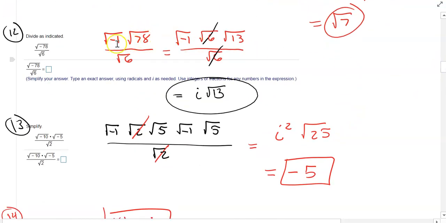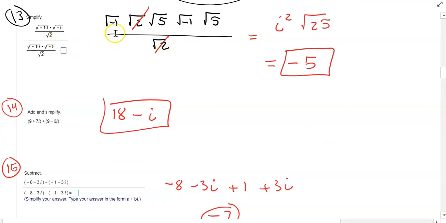Here, once again, we're taking out the square root of negative 1. Writing out a product of prime numbers here. Since it has a square root of 6 on the bottom, I'm just going to keep the square root of 6 on top. Easy to see that we can cancel those. Then this gives us i root 13.